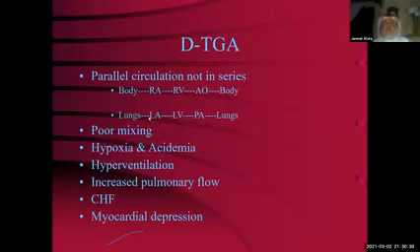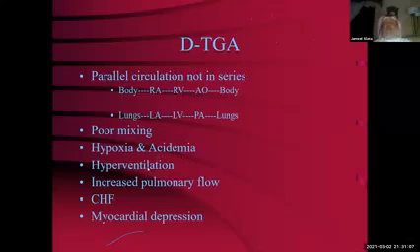Excellent. So in parallel circulation, you can see now the lungs going to the left atrium, to the left ventricle, to the pulmonary artery, and back to the lung. So the main issue here in cyanosis, in transposition, is poor mixing. And the answer to treat a patient with DTGA is to provide good mixing, the first answer before surgery, before anything. And the result of this poor mixing is severe hypoxemia and acidemia.